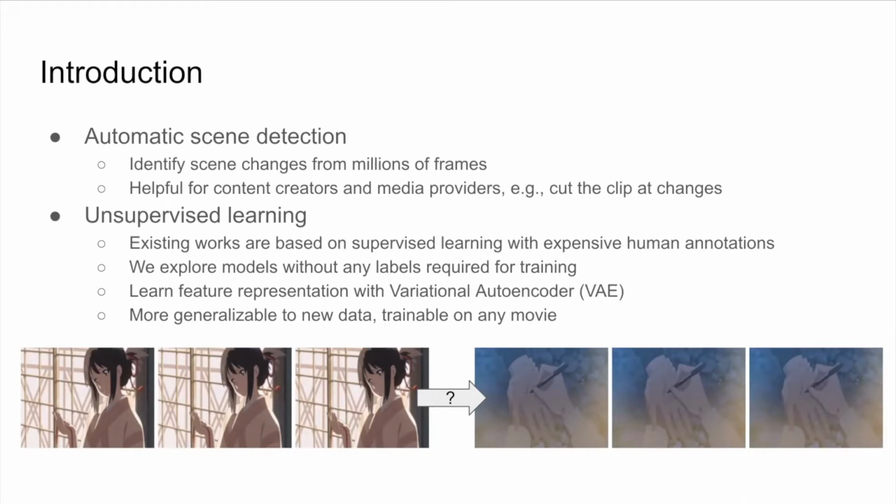We want to realize this goal using unsupervised learning because existing works are based on supervised learning with expensive human annotators. We explore models without the requirement for labels in the training stage. To be specific, the model we use is a variational autoencoder. We hope that this model will be generalizable to new data and is trainable on any movie.